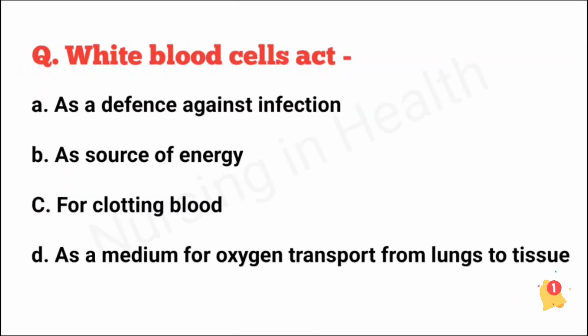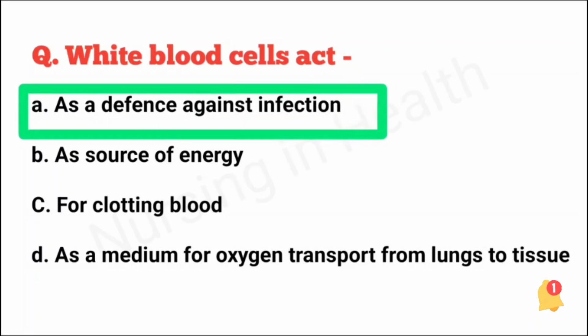White blood cell acts as a defense against infection, as a source of energy for clotting blood, as a medium for oxygen transport from lungs to tissue. Right answer option A, as a defense against infection.